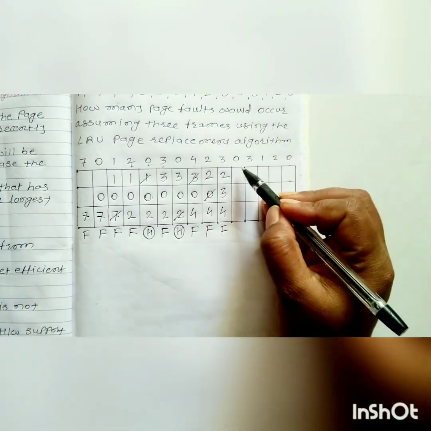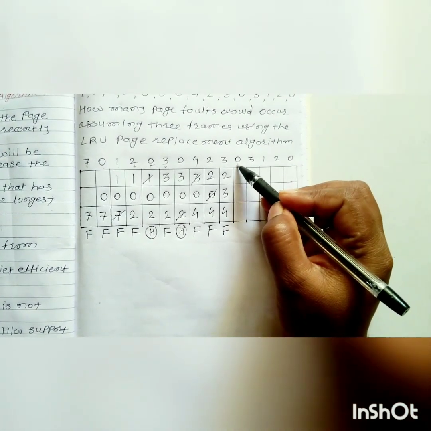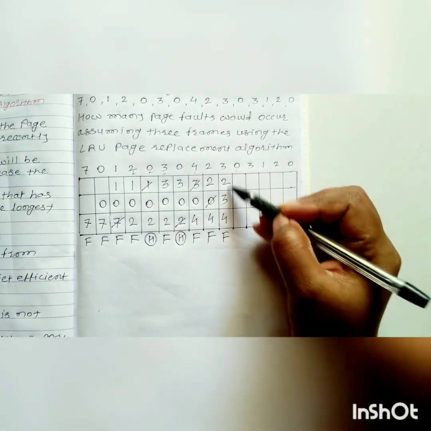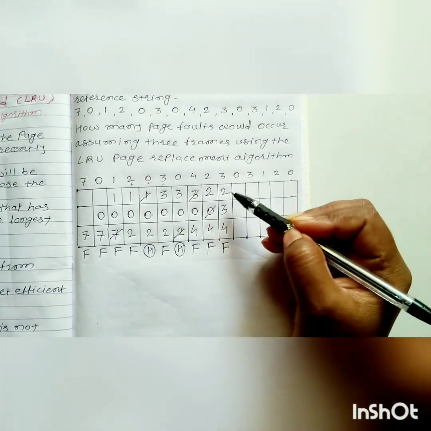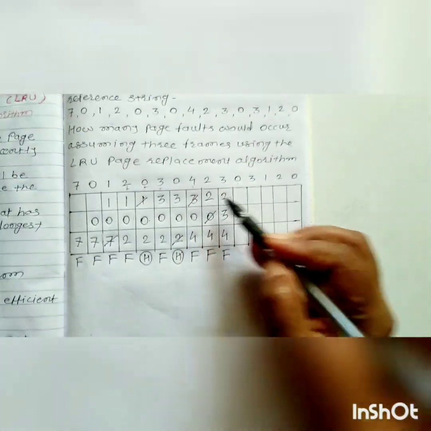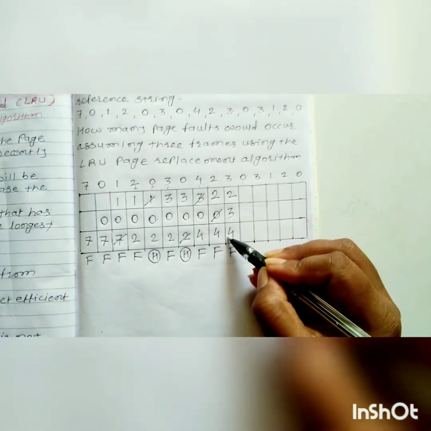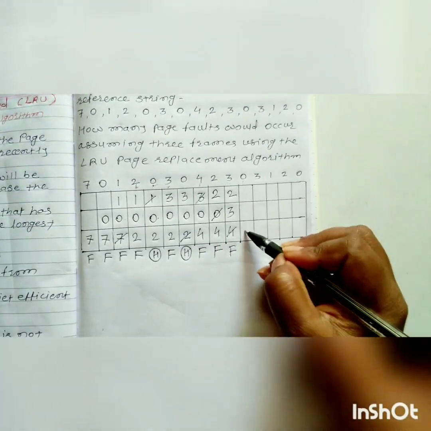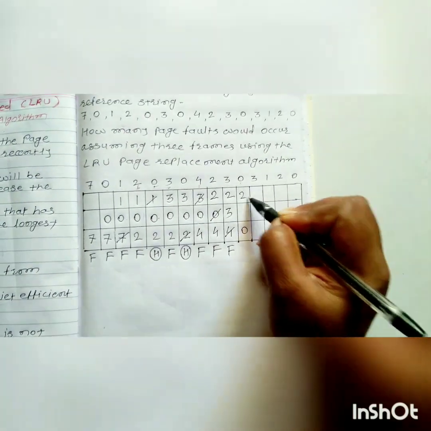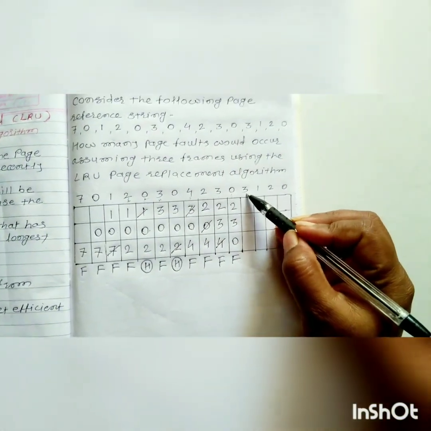Now the next page you want to insert is 0. So to insert this 0, check the previous pages: 2, 3, 4. Out of this 2, 3, 4, which one is the least recently used? This page 4. So I will replace this 4 by 0, and the remaining pages I will write down as it is. So this is what? Page fault.